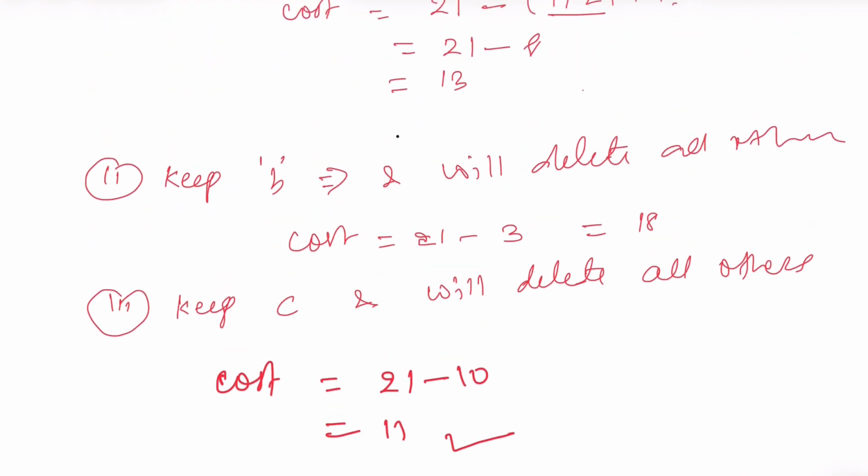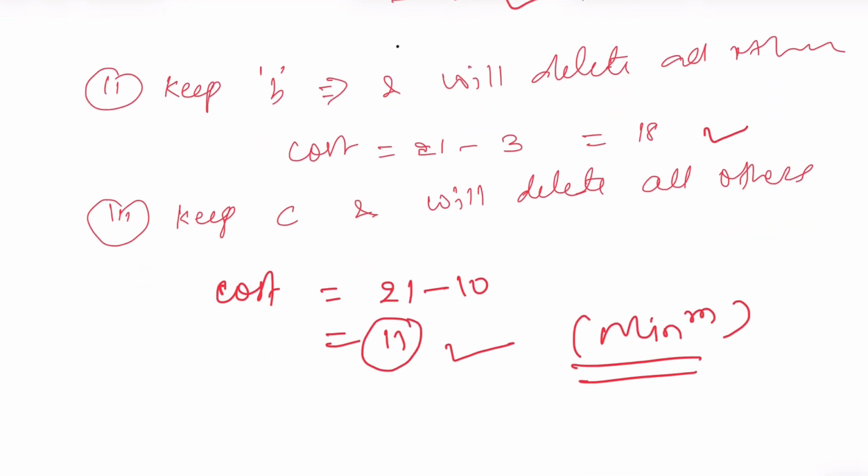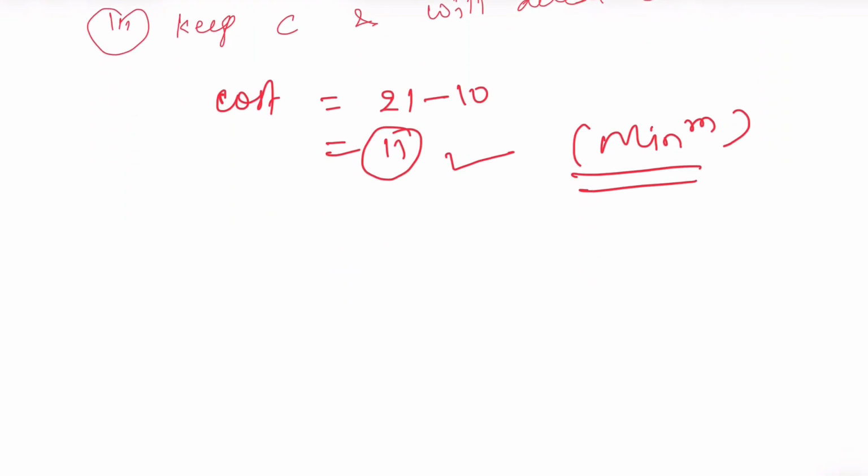If you have observed, what is the minimum here? First, A we have kept, then we get 13; B we have kept, we get 18; and C we have kept, we get 11, which is our minimum cost. Can we say that? And this is why we are getting the output 11. I'm talking about example 1. So what we need to do, we want to understand the intuition. Very first, we want the final string, and this final string must be non-empty.